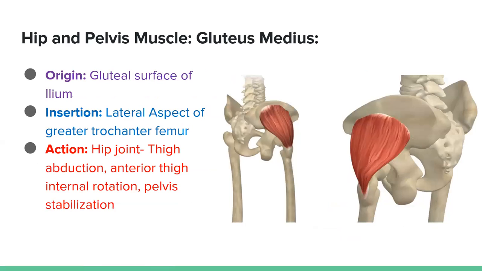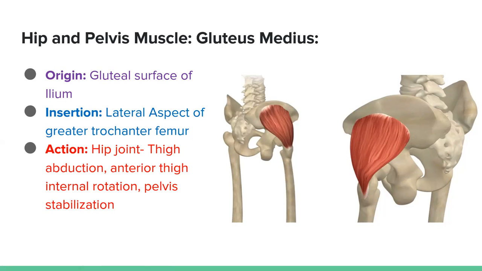Next, we're going to go over the second muscle of the glutes, which is the gluteus medius, which is a little bit above the maximus. Its origin would be the gluteal surface of the ilium. Insertion would be the lateral aspect of the greater trochanter of the femur.